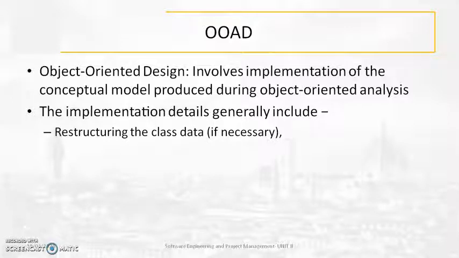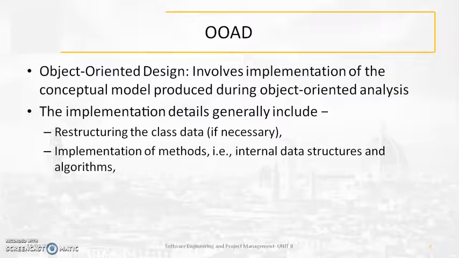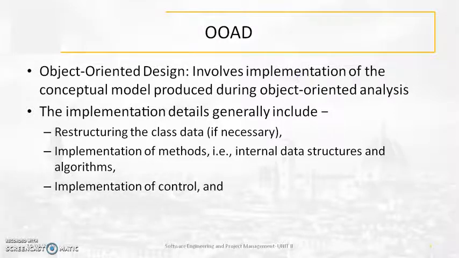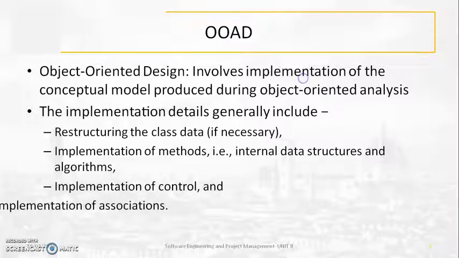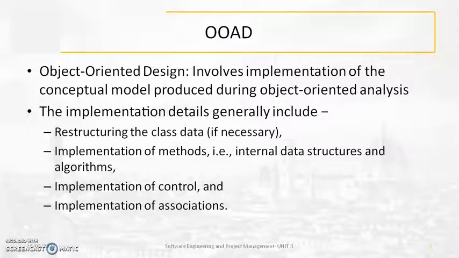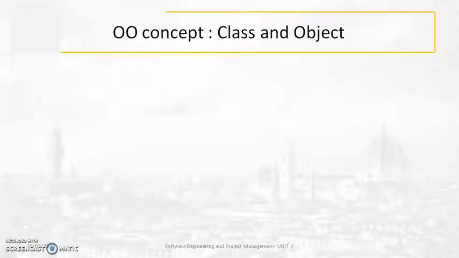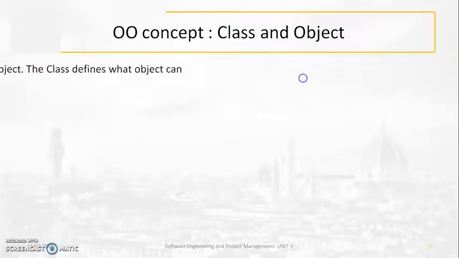First, reconstructing the class data as per the necessities. Then the implementation of methods, which consist of internal data structures and algorithms. Then implementation of control flows. Implementation of association and different types of relationships. Next we will see what are classes and objects in object-oriented programming.